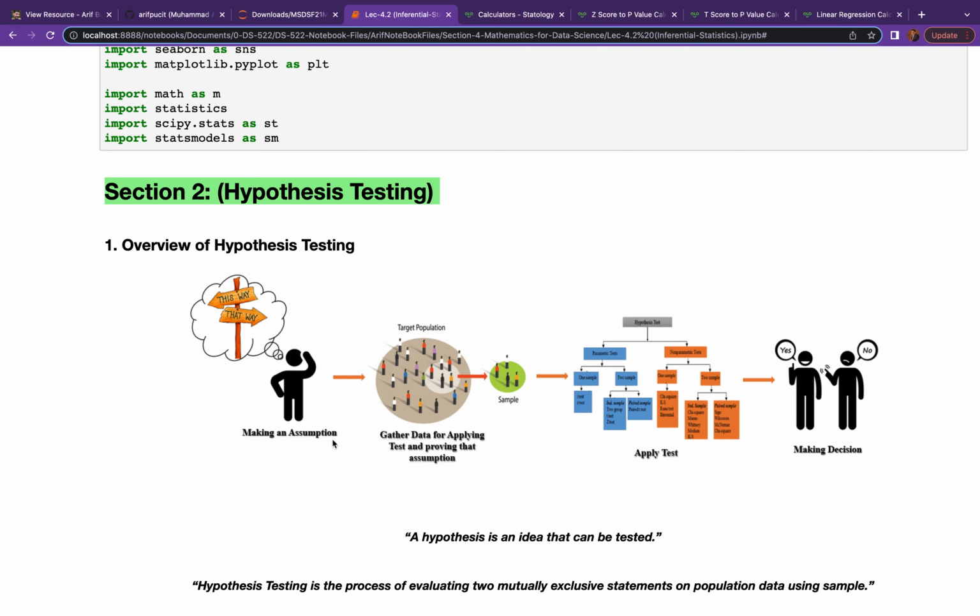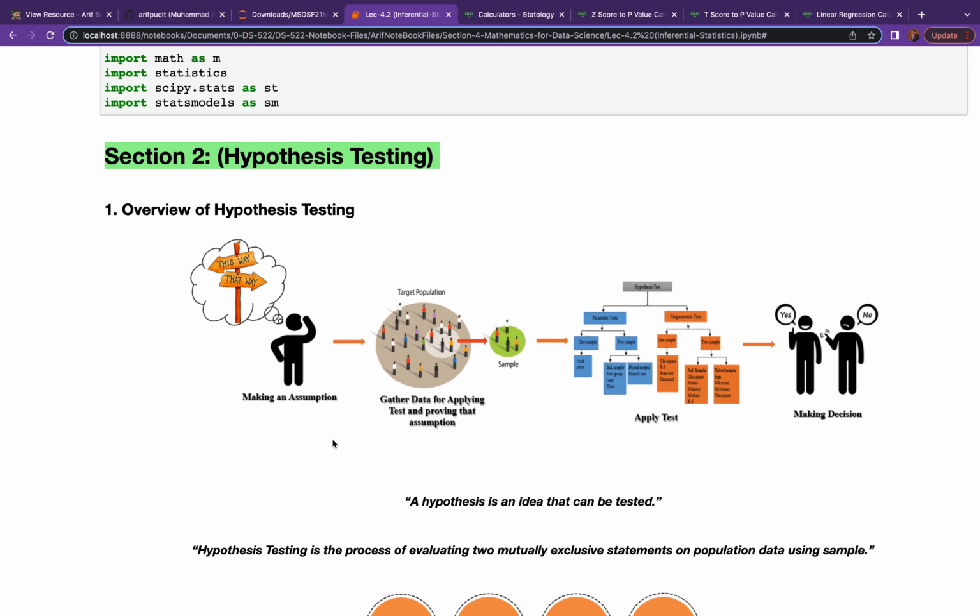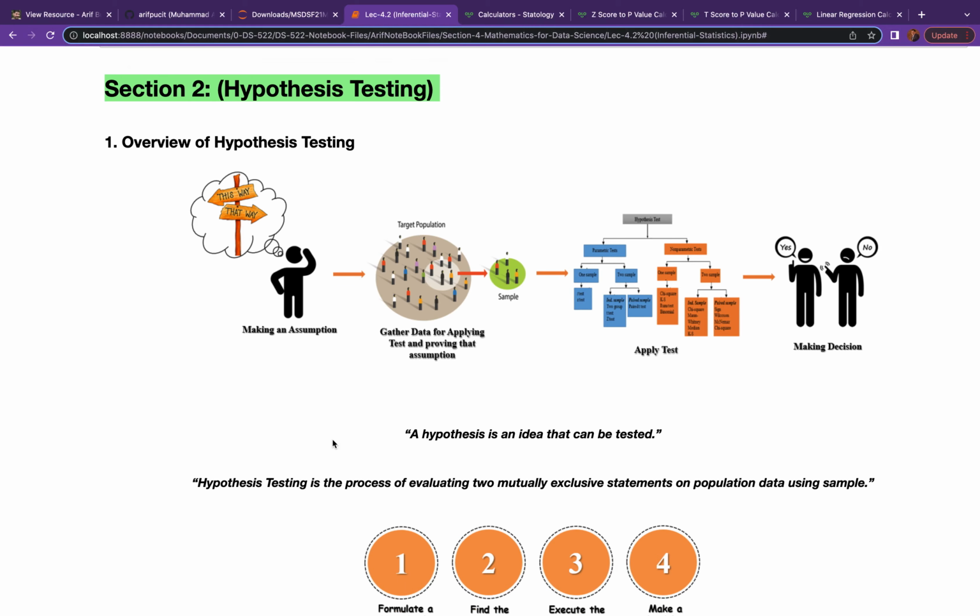Okay, so I think, my dear students, we are now very well equipped to move on to the next section, and that is hypothesis testing. Well, a hypothesis is actually an idea that can be tested. For example, a biologist believes that a certain pesticide or fertilizer will cause the crops to grow more in 1 month than they normally do.